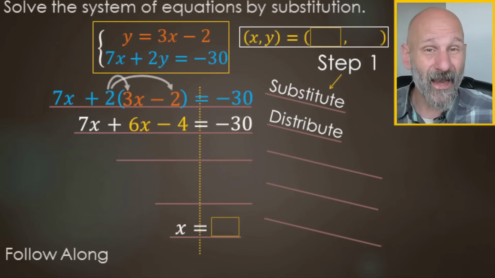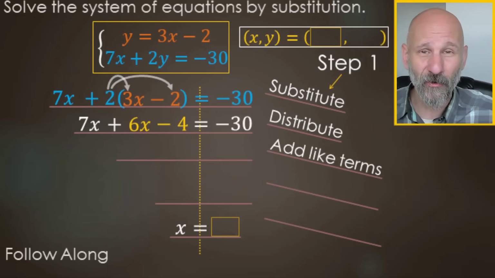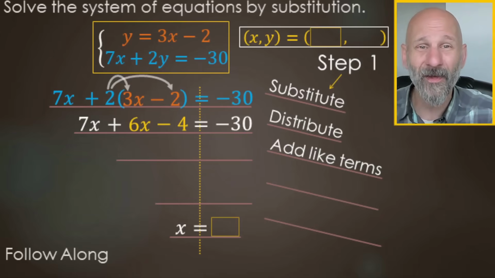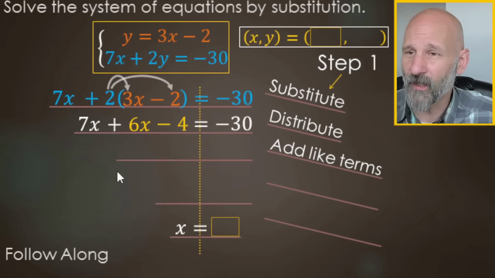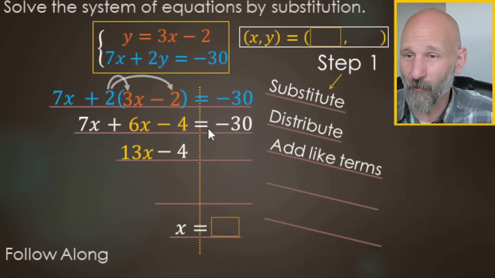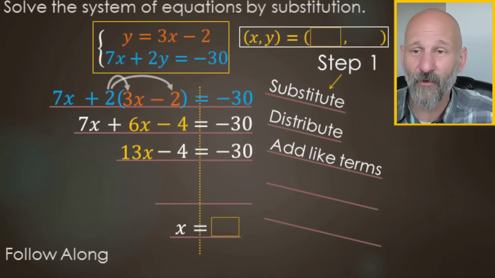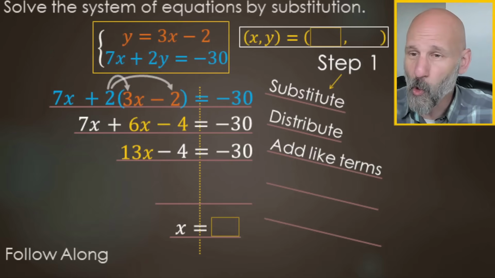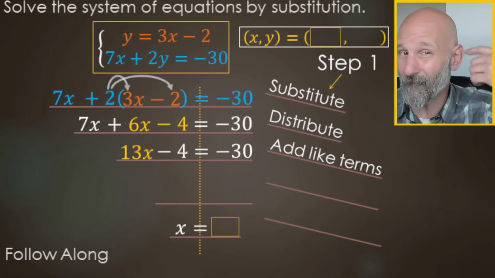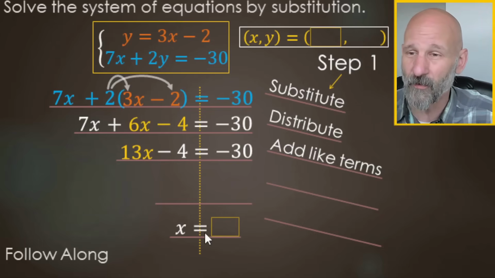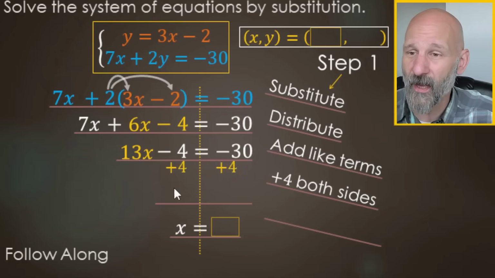Now we have to add like terms. Again, we're cleaning up the equation. We want to make it look simpler, easier to solve. Okay, so here we have a 7x and a 6x being added up, and that's going to make 13x's. The negative 4 stays, the equal stays, and the negative 30 stays there. Now we just have a two-step equation. Solve it like we would normally solve two-step equations. We're going to add 4 to both sides, then divide by 13 on both sides, and that will give us what x equals here. So first up, add 4 to both sides.